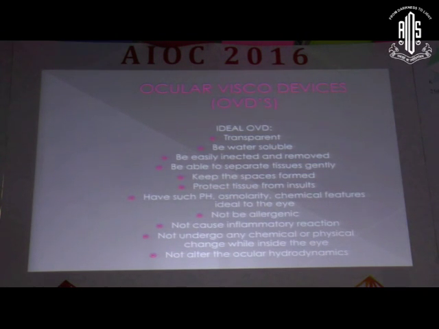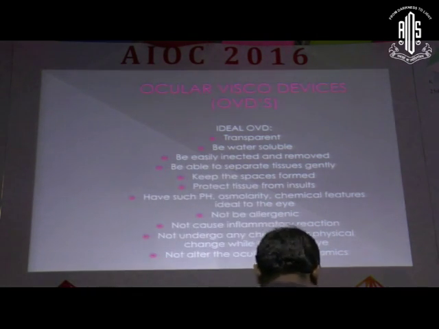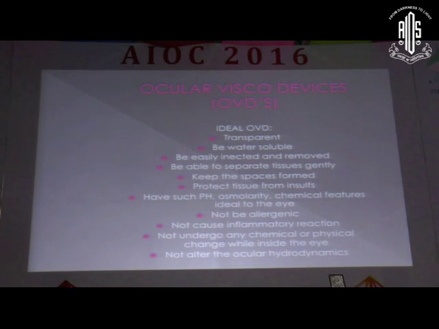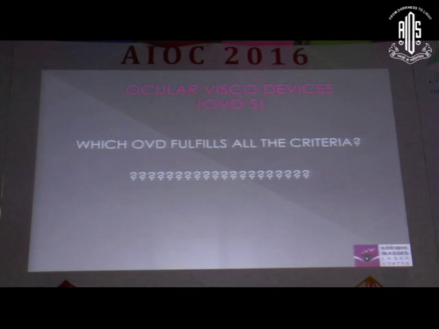What could be an ideal viscoelastic to help you in your surgeries? It should be transparent, it should be water soluble, it should be easily injected and removed, it should be able to separate tissues gently, keep the spaces formed, protect the tissue, have a pH, osmolarity and chemical features which are ideal to the eye. It should not be allergenic, it should not cause any inflammatory reaction, it should not undergo any chemical or physical change while inside the eye, and no other ocular hydrodynamics should be changed because of this viscoelastic. Well, the most suited viscoelastic is, of course, our vitreous. Otherwise, there is no OVD which fulfills all the criteria.